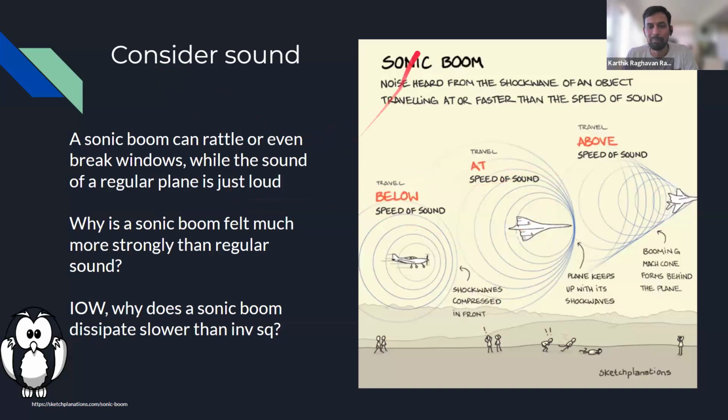So coming back, sonic boom, right? A sonic boom is when an aircraft crosses the speed of sound. Sound travels at 1 kilometer every 3 seconds. If an aircraft is traveling slower than that and then accelerates past that threshold, it causes a boom which can rattle windows. It can even break glass.